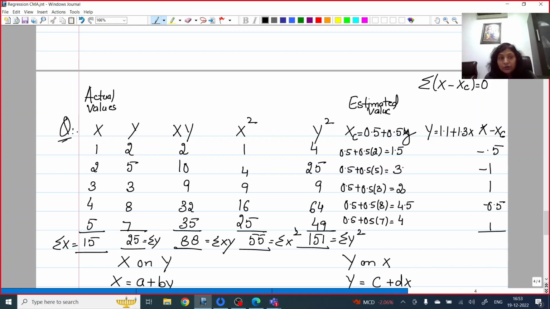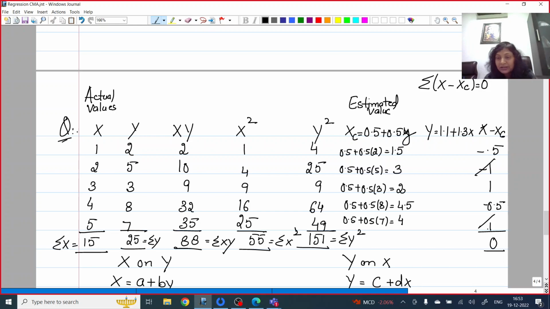4. So 1 minus 1.5, this is minus 0.5, 2 minus 3, minus 1, 3 minus 2, 1, 4 minus 4.5, and 5 minus 4, 1. So there is some mistake, the total should be 0. Yeah, it's 0. Minus 1, 1, minus 0.5, minus 0.5, this is cancelled by 1.